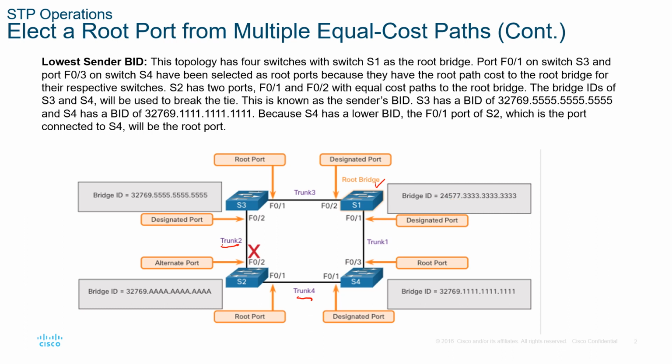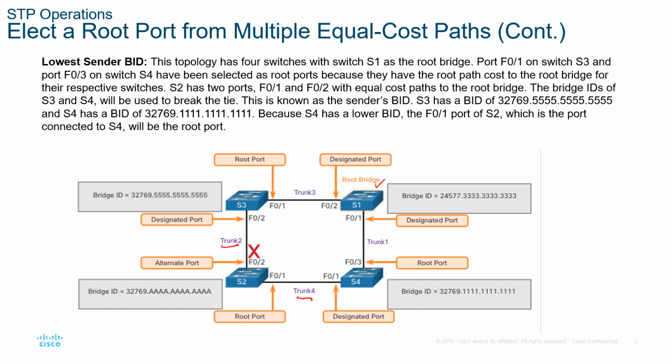Between these two segments, we have to select the root port on S2. According to the spanning tree protocol, we need to select a root port for all non-root bridges. S2 is also a non-root bridge, so we need to select a root port on S2. S2 has two connected ports, F01 and F02, so we need to decide which one is the root port.